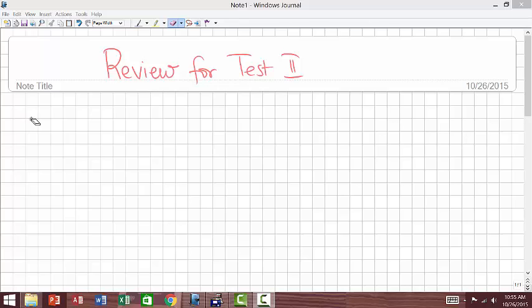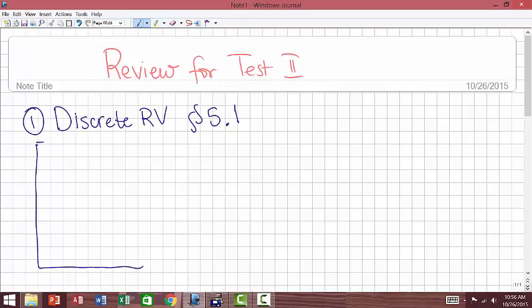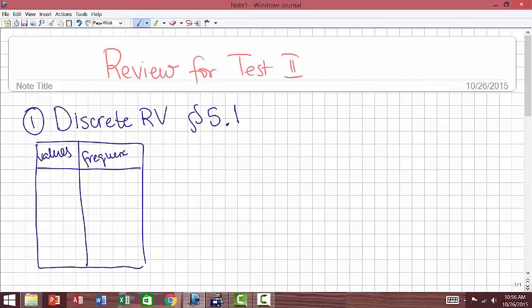Okay, what was the first concept that we discussed? First we talked about discrete random variables, right? And this was section 5.1. What kind of problem can you expect to see? You will have a table with values on the left, and then their frequencies on the right.